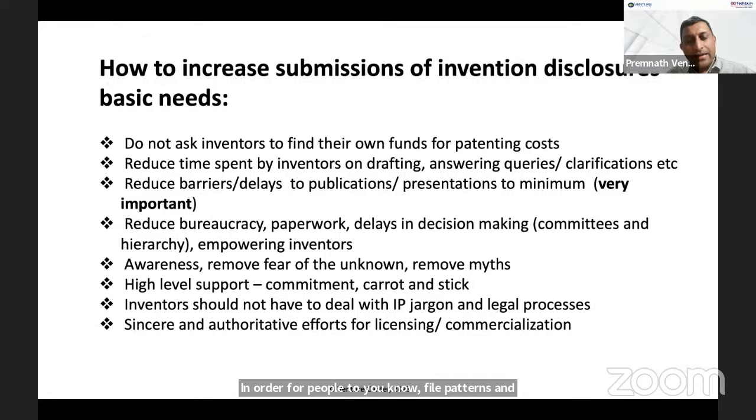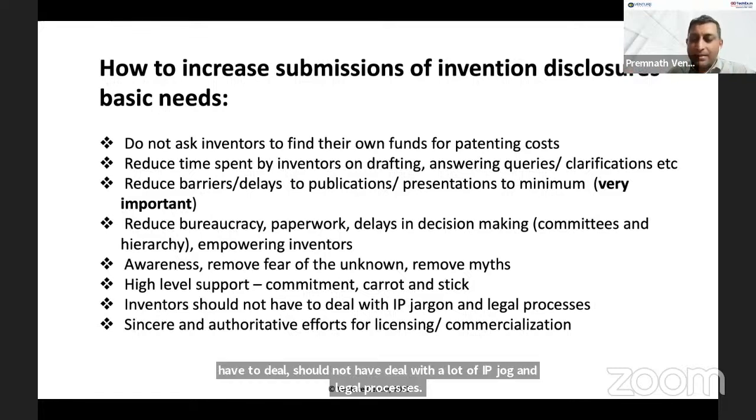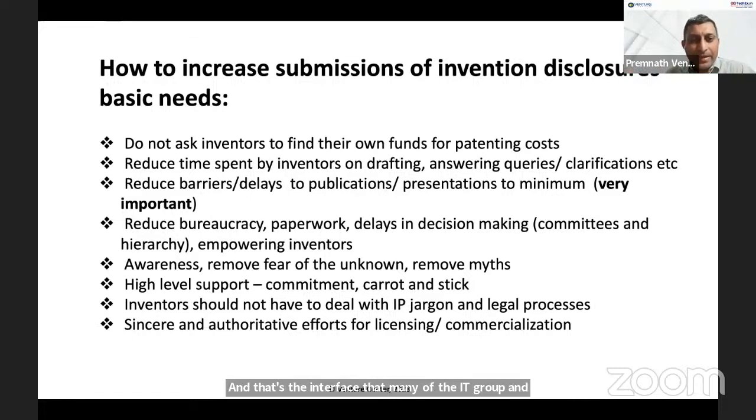Inventors should also not have to deal with a lot of IP jargon and legal processes. And that's the interface that many of the IP group and patent offices will have to play a role in. And finally, sincere and authoritative efforts to license and commercialize. At the end of the day, most scientists who are inventing and who are filing patents will want to see their ideas in use. Okay.